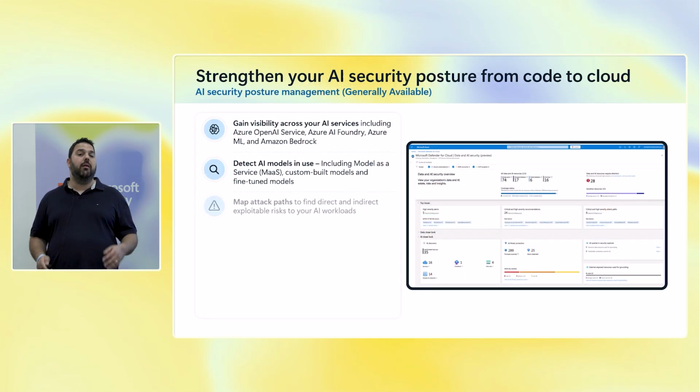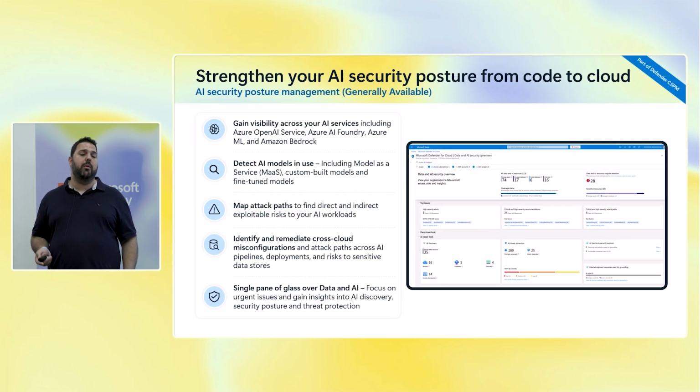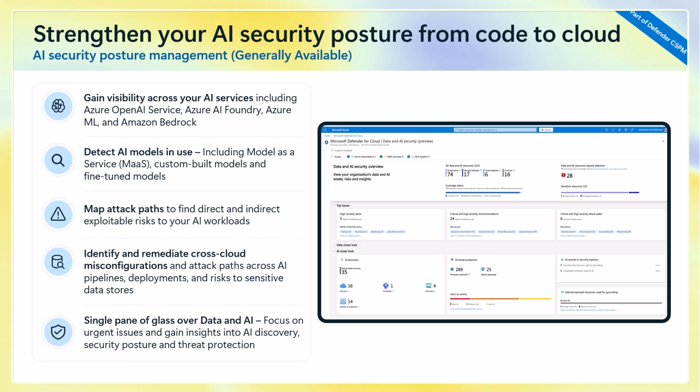We're doing that by introducing two products to the marketplace. The first one, AI Security Posture Management, will allow you to start by gaining complete visibility across your AI services, including Azure OpenAI, Azure AI Foundry, Azure Machine Learning, Amazon Bedrock, and new in public preview, GCP Vertex AI. Then we help you detect all of your models in use across all of those platforms, to gain complete visibility into the models being deployed in your organization.